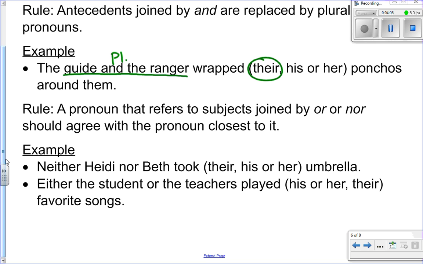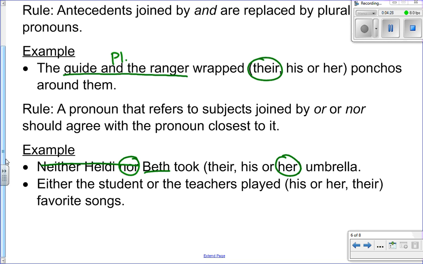So I see the word nor in the first sentence. I'm going to ignore everything before, which means I'm only going to look at Beth. This is my antecedent for my pronoun choice. Beth is singular, and so this one really should be her, within the context of the sentence. I gave the phrase his or her because I didn't want to tell you which one it should be. So it should be her.